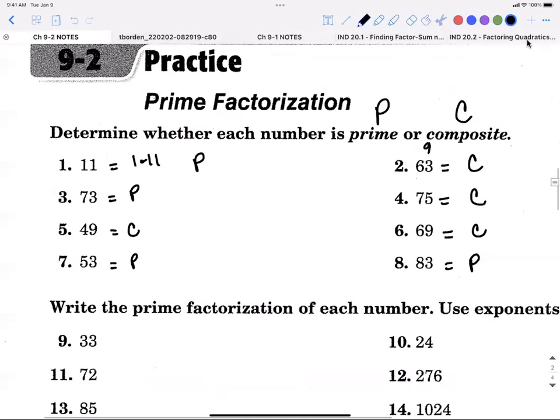So really watch your directions. The top half of your homework just says determine whether it's prime or composite. I'm good with P and C.